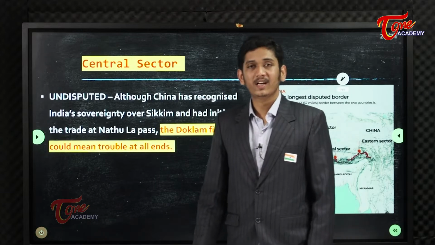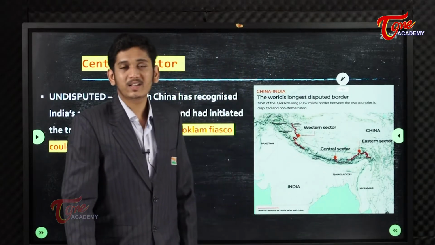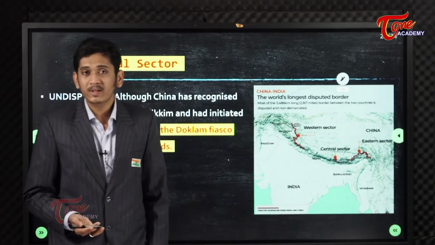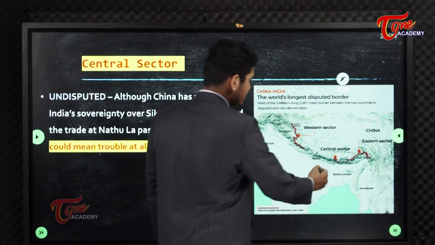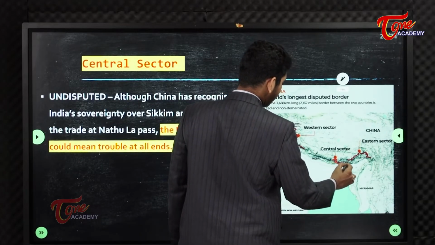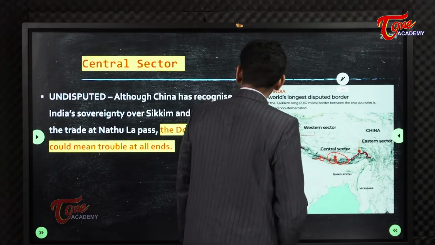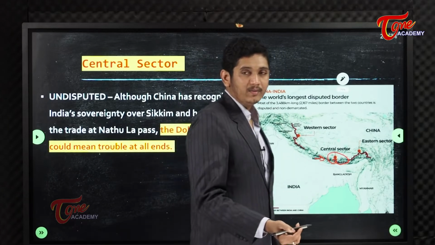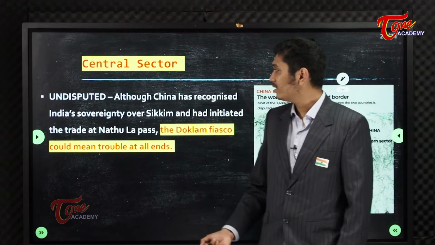Next, the central sector, my friends. As I have shown you, the central sector is bordered by Sikkim, this region. This is the central sector, the Sikkim-Bhutan border. Even here, we have a different standoff, called the Doklam standoff. We will see about that.